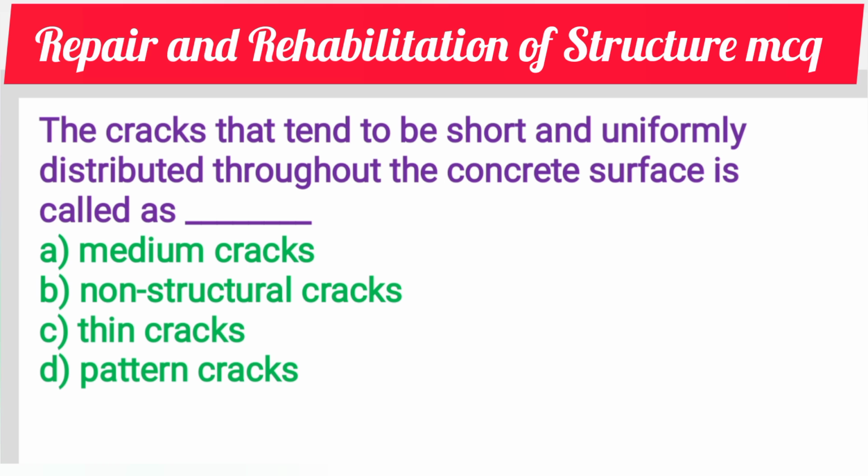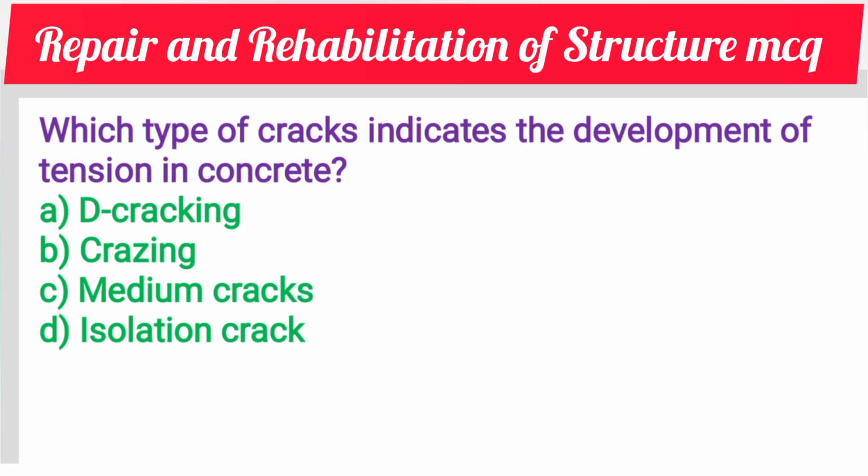Next question, the cracks that tend to be short and uniformly distributed throughout the concrete surface are called option A, medium cracks, option B, non-structural cracks, option C, thin cracks, option D, pattern cracks. So this type of cracks is called option D, pattern cracks. Next question, which type of cracks indicates the development of tension in the concrete? Option A, decracking, option B, crazing, option C, medium cracks, option D, isolation cracks. So the correct answer is option D, isolation cracks.